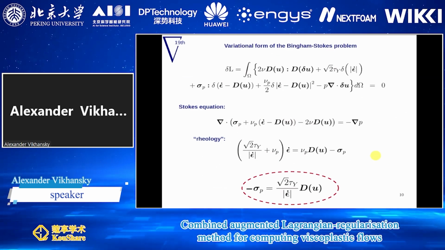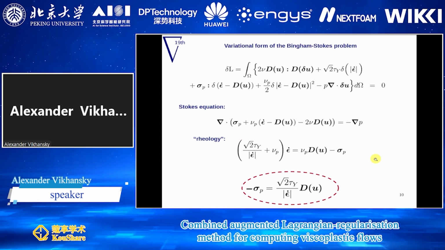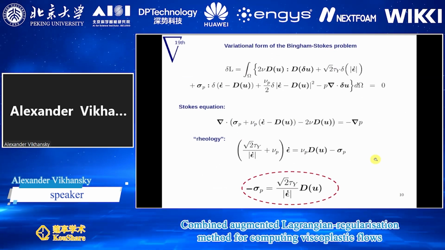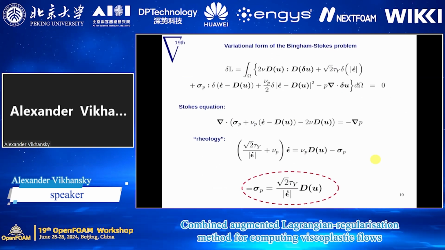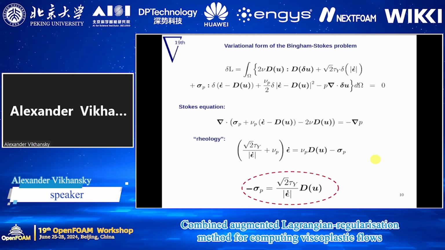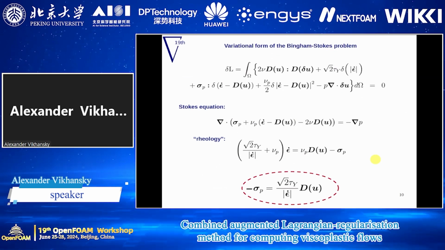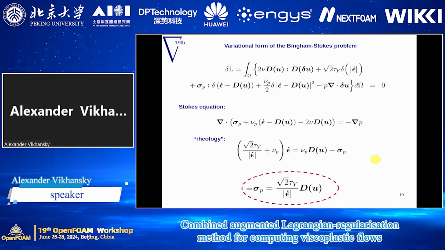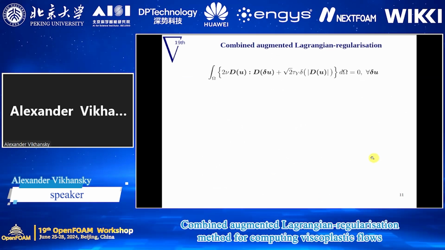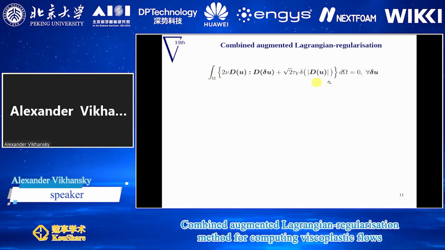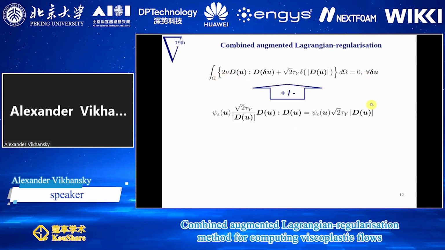This approach is exact, however, it's very slow, and I'm not aware of any 3D calculations made with this approach. So it's why I try to combine the regularization and Lagrangian, the augmented Lagrangian approach. So let's start again with the same variational principle.